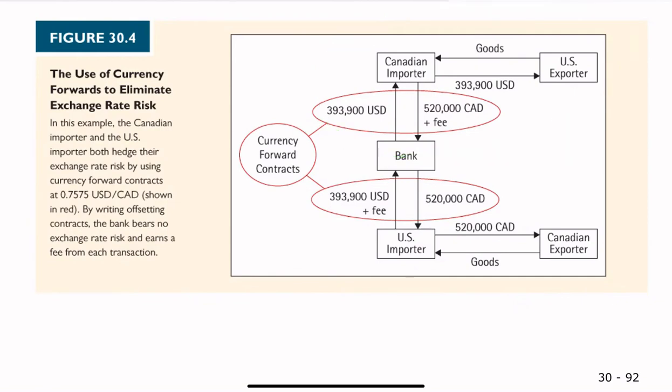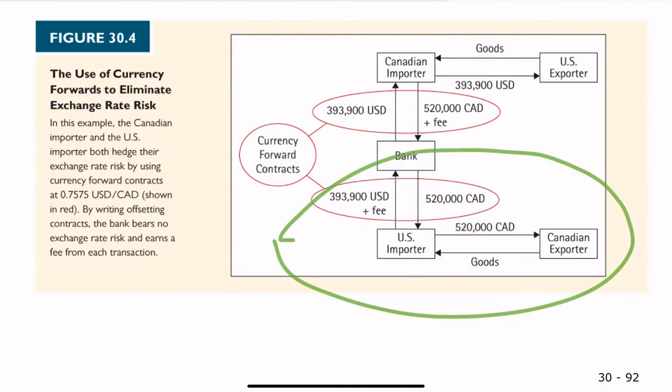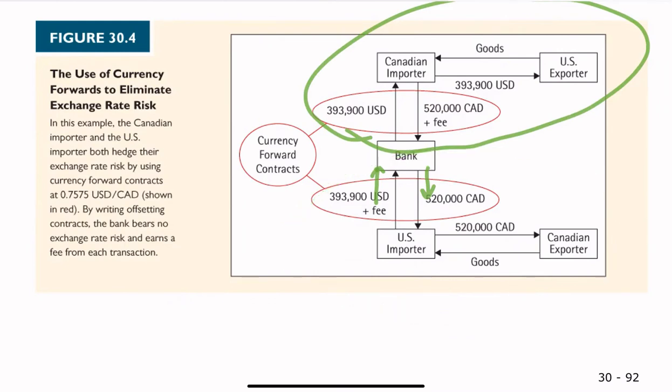And then what you can see here is these two contracts are offsetting contracts, because in this contract, the bank will pay out Canadian dollars and it will receive US dollars. But if you look at this other offsetting contract, that is this one, then the money received from the US importer, that is the US dollars, will flow directly to this Canadian importer. And the money received in Canadian dollars, that is this part, will directly flow to the US importer, right?